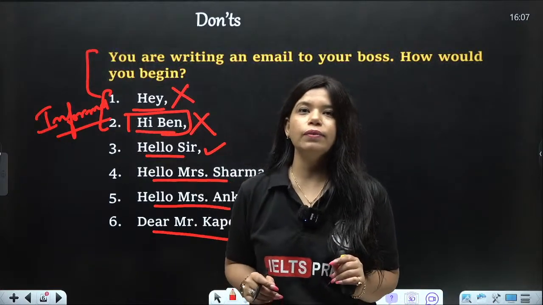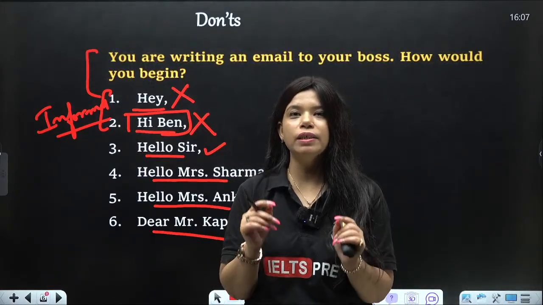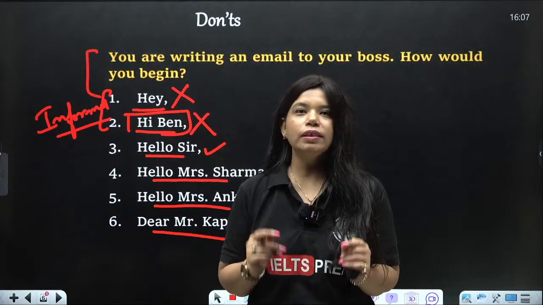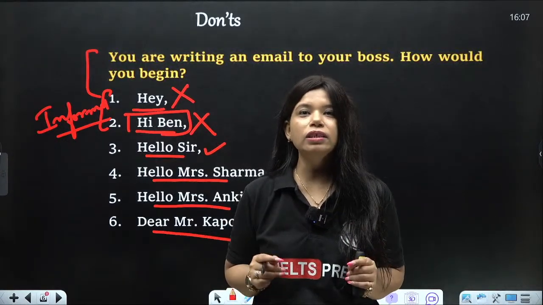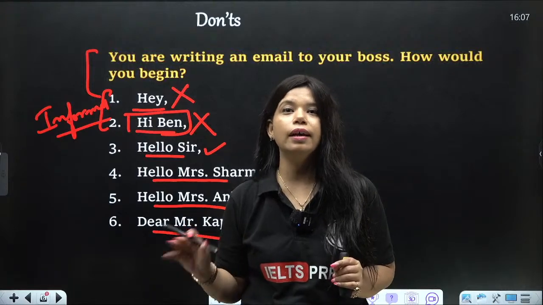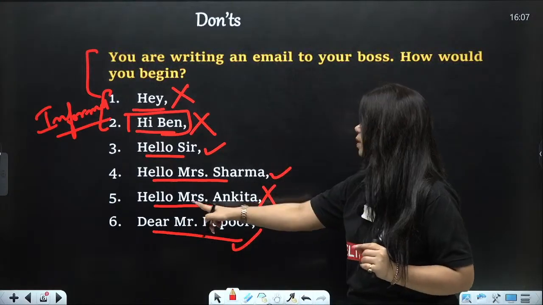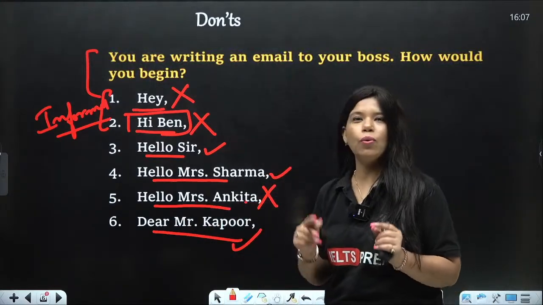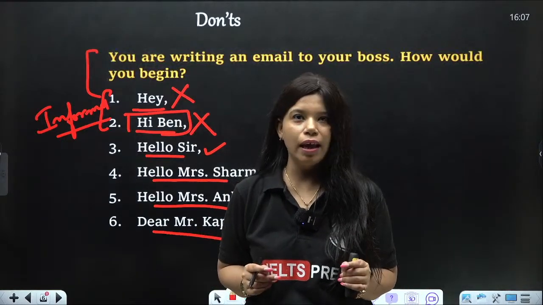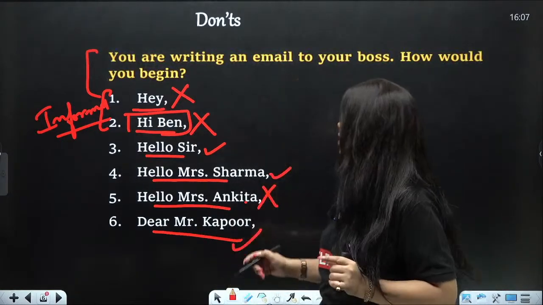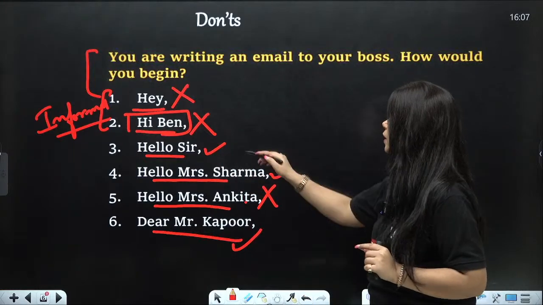Why exactly number 3 is incorrect is because there is a rule. The rule is when we use titles like Mr. or Mrs., we cannot use just the first name. With such titles, we need to use the last name. And because after Mrs., here we have got only Ankita, which is the first name, that is why it is incorrect. So the correct answers are hello sir, because it's pretty formal.